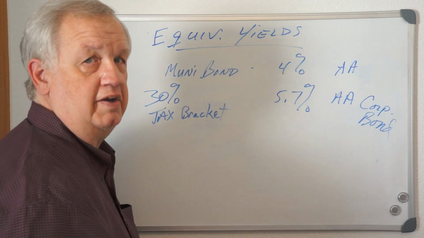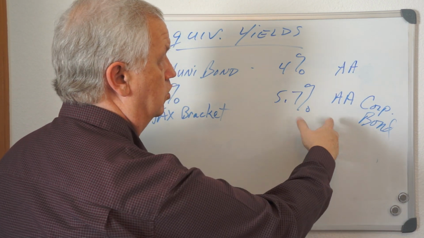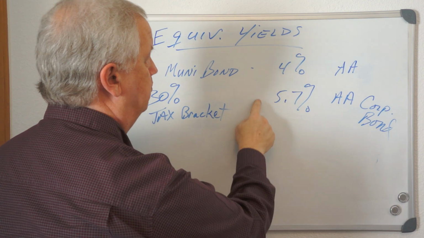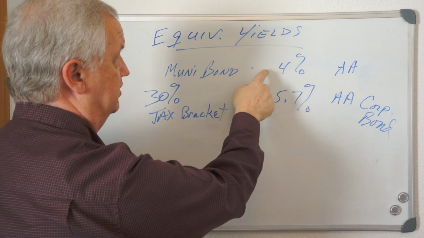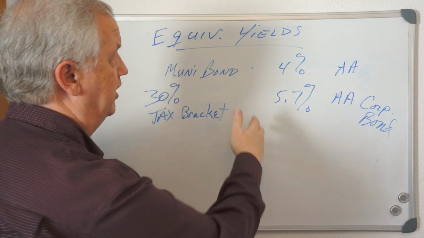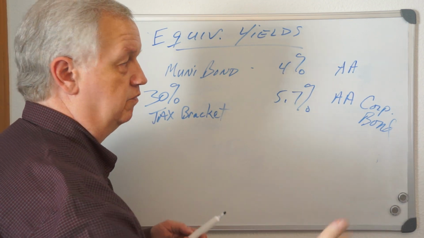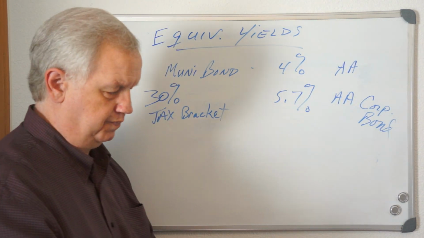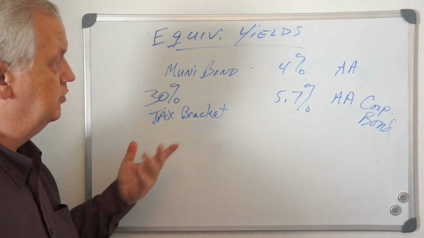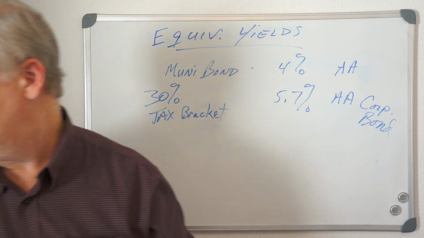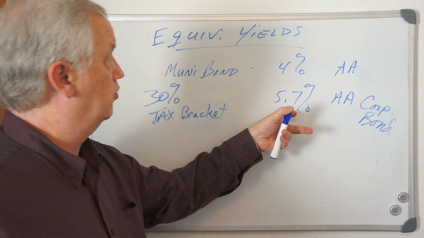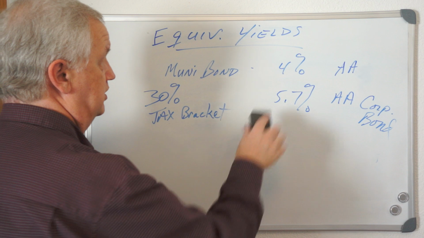If I can find a AA corporate bond above 5.7, I should buy it instead of this bond. I should recommend it over that bond, if the quality is the same. Okay, that's what you're doing. You're trying to find an equivalent. That's the taxable equivalent to a tax-free bond.